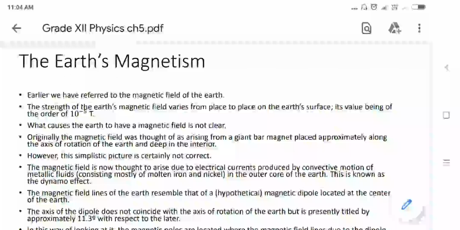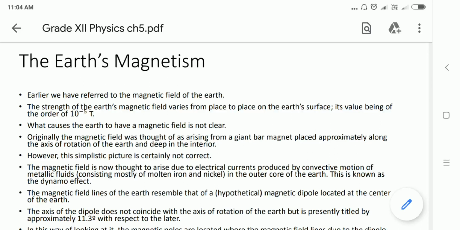Hello students, let us start our new session with the new topic, the Earth's magnetism. Here basically we are going to study the magnetic field lines present around the Earth. That magnetic field's amplitude is on the order of 10 raised to minus 5 Tesla over the surface of the Earth. Yes, at each point it is varying, but it is in terms of 10 raised to minus 5 Tesla.